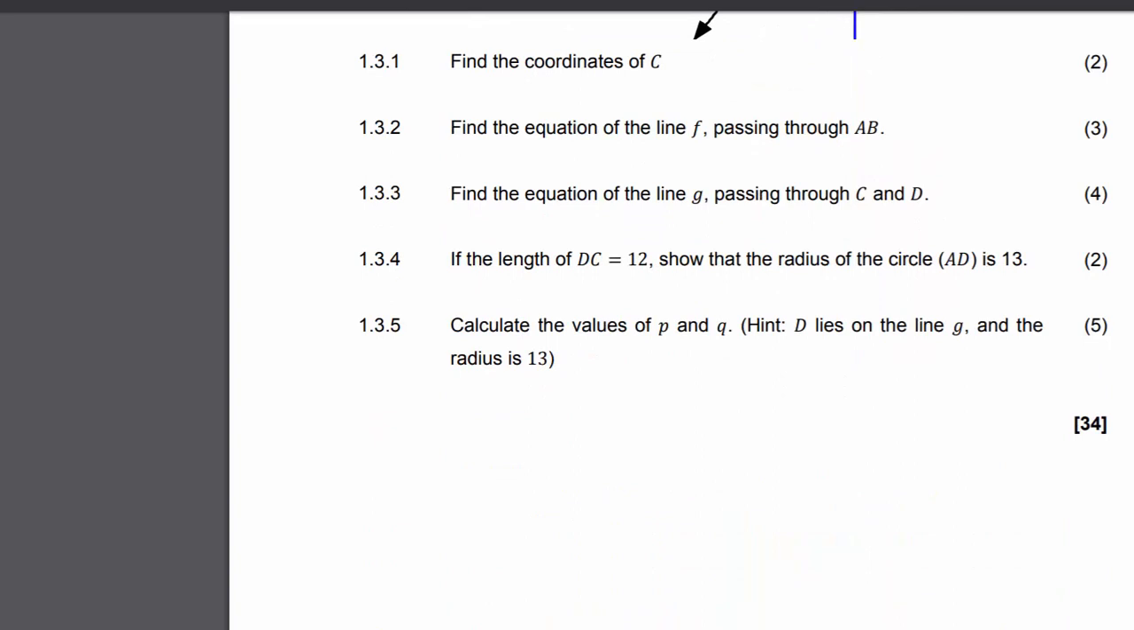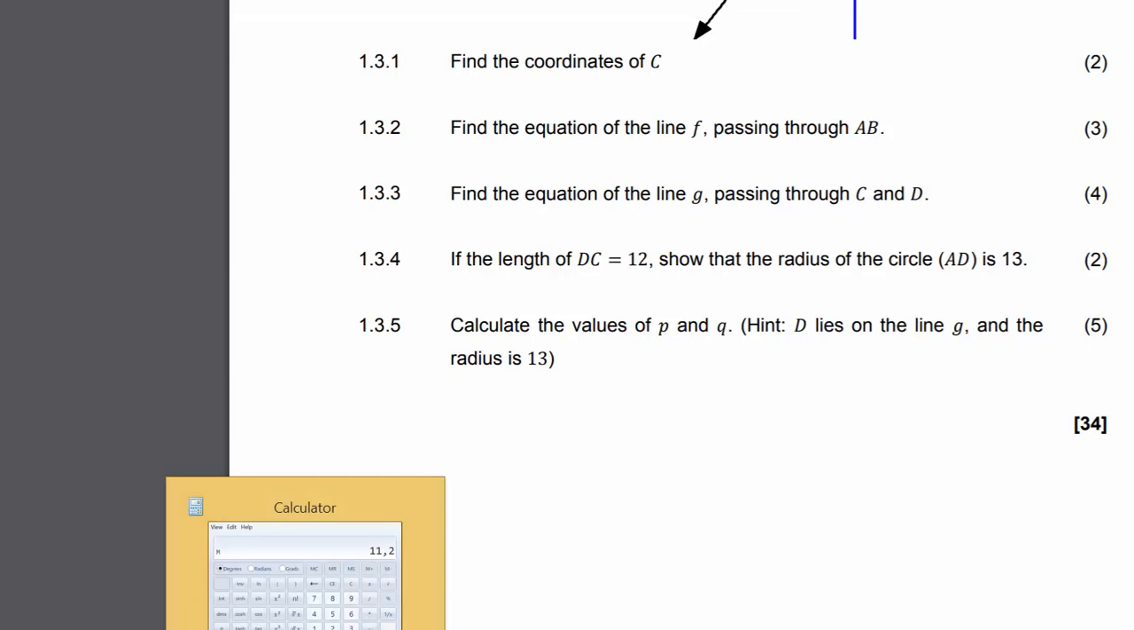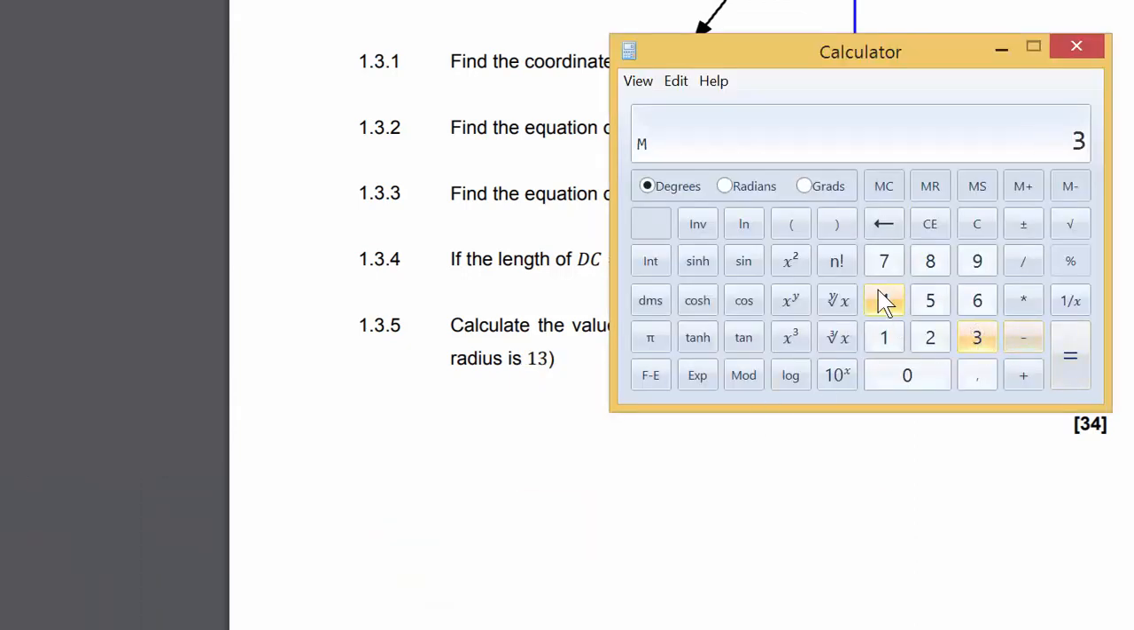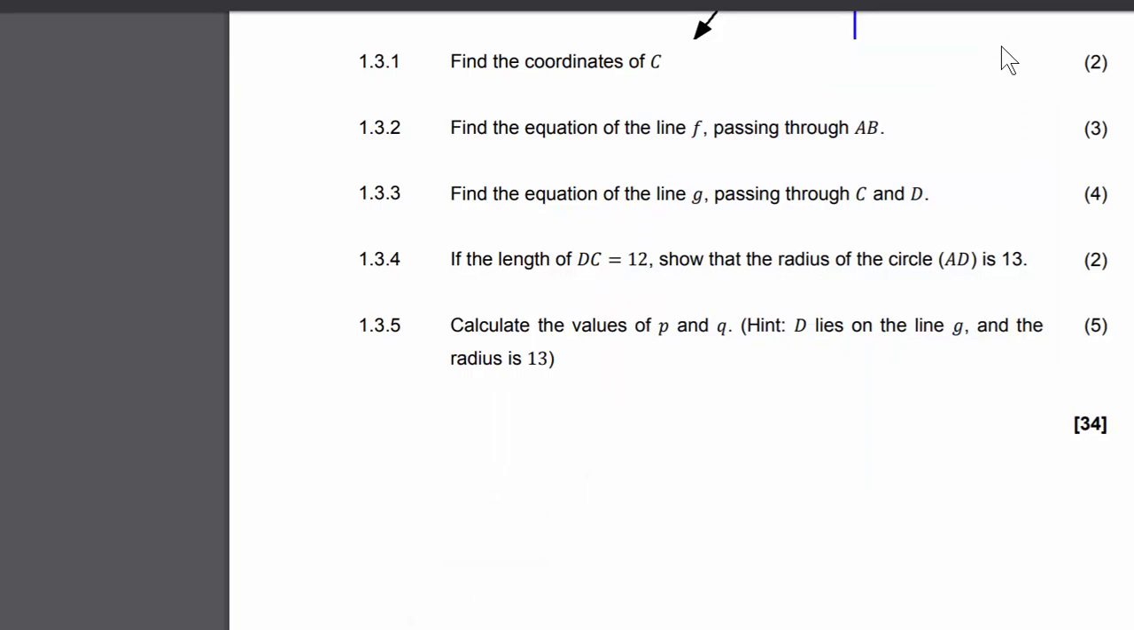How did we do in time? Let me have a look. We still have more than enough time, because I spent about 32 minutes on this whole question, including trying to figure out what the problem was. And we should have spent, it's 34 marks times 1.2, so 40 minutes. So we've got 8 minutes to spare.